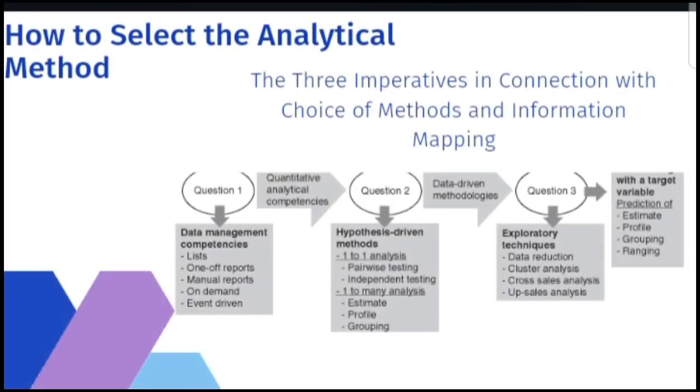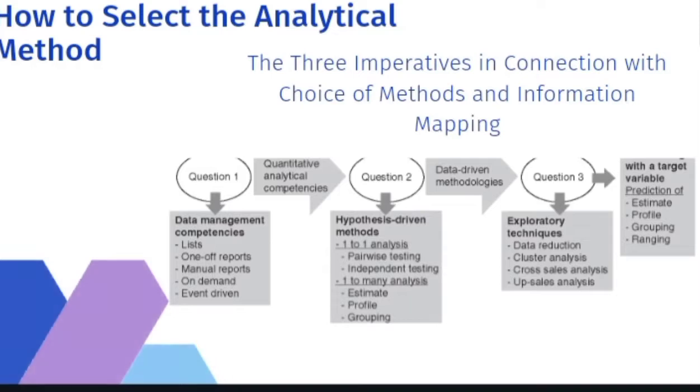Okay, let's proceed to how to select the analytical method. In chapter 3, Dindo discussed the strategy mapping process, right? So now, we will pick up this thread. I am going to discuss the information mapping process. So, let's see exhibit 4.2. These are the 3 imperatives in connection with choice of methods and information mapping. We will start with some specific information requirements and proceed to identify which specific analytical techniques will deliver the required knowledge or the desired information.